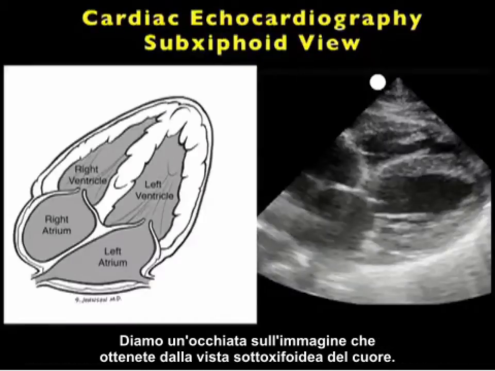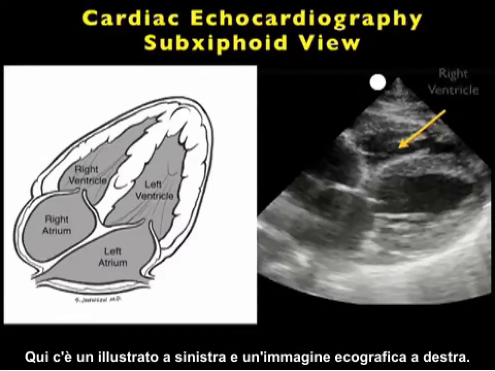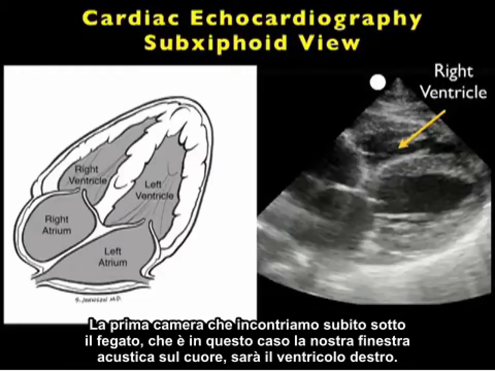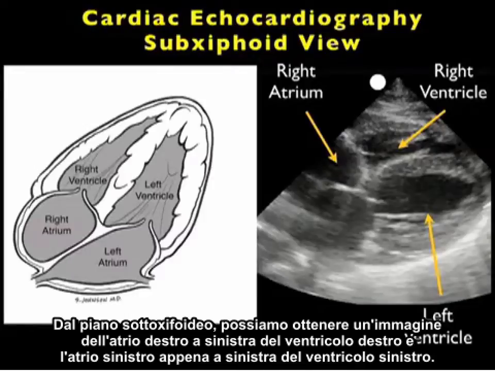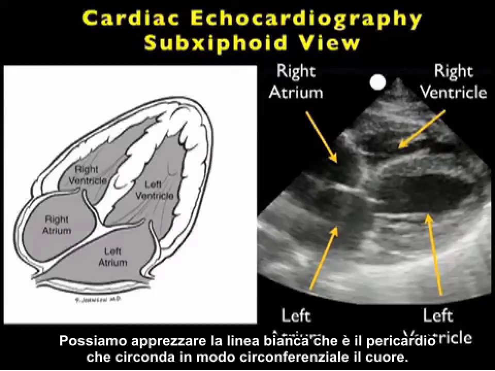Let's now take a look at the image that you'll obtain from the subxiphoid view of the heart. Here's a pictorial to the left and an ultrasound image to the right. The first chamber that we'll encounter directly below the liver, which is our acoustic window in this case onto the heart, will be the right ventricle. Immediately posterior to the right ventricle, we'll be seeing the left ventricle. And as shown in this pictorial, notice that it has more muscular and hypertrophic walls. From the subxiphoid plane, we'll also be able to image the right atrium to the left of the right ventricle and the left atrium just to the left of the left ventricle. We can also appreciate the white line that is the pericardium circumferentially surrounding the heart.